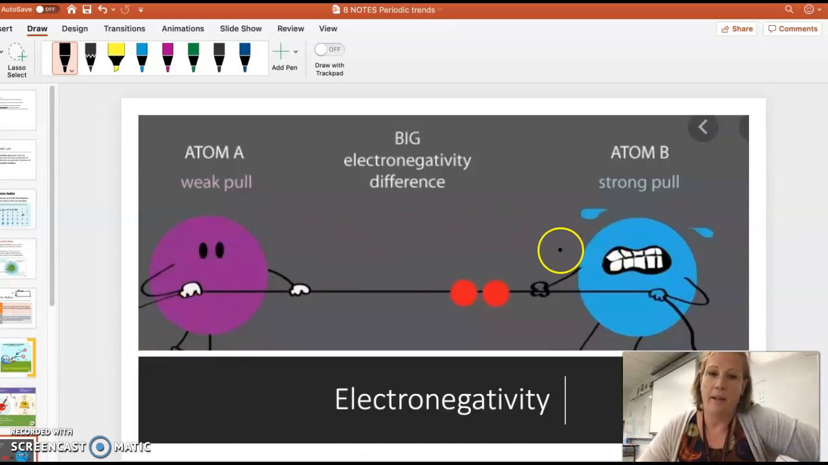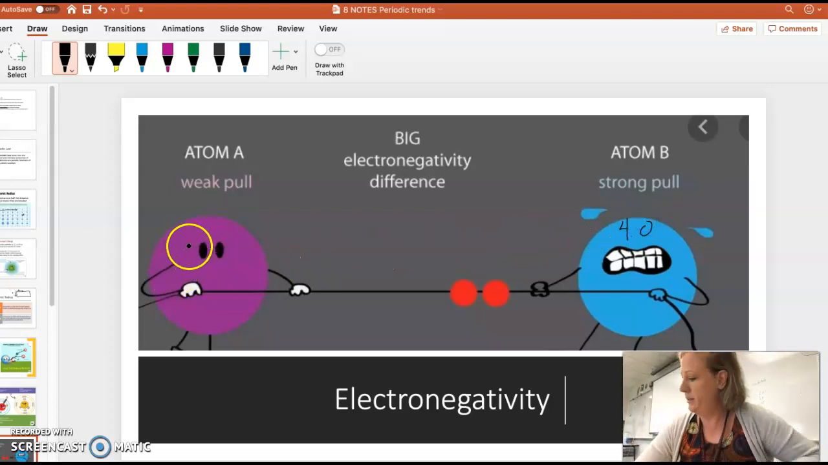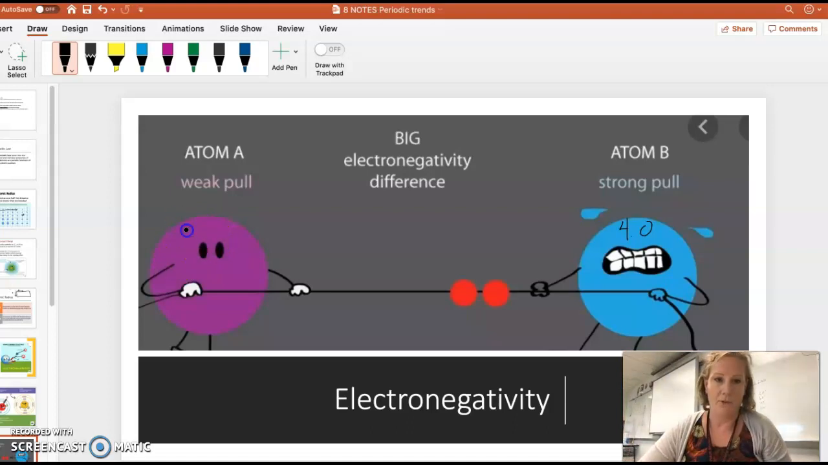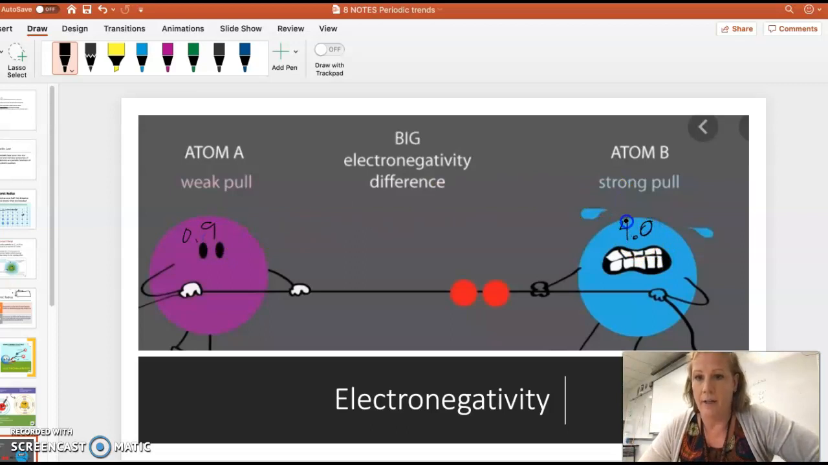Another way to look at electronegativity is if you have two different atoms. Let's say this is fluorine with 4.0, and then let's say this is barium, which is 0.9. So the fluorine has a much higher electronegativity, and is much more able to pull electrons towards itself.